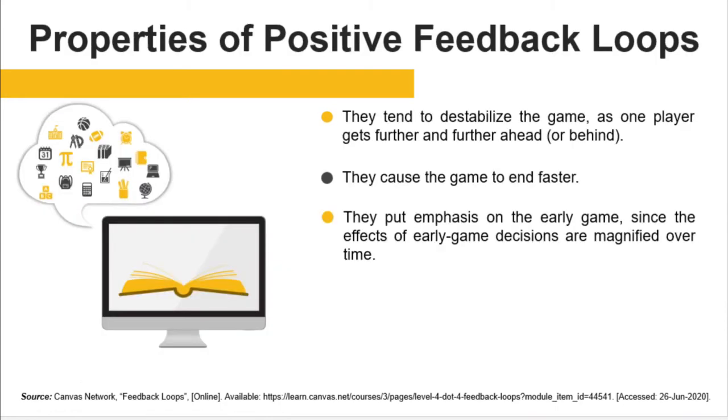The properties of positive feedback loops. There are three properties of positive feedback loops that game designers should be aware of. Number one, they tend to destabilize the game. As one player gets further and further ahead or behind, they cause the game to end faster, and they put emphasis on the early game, since the effects of early game decisions are magnified over time.